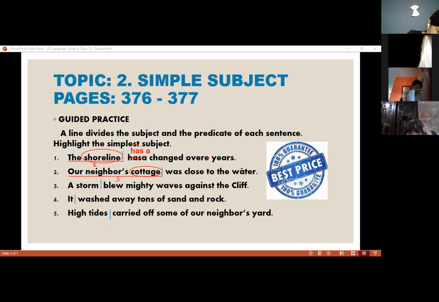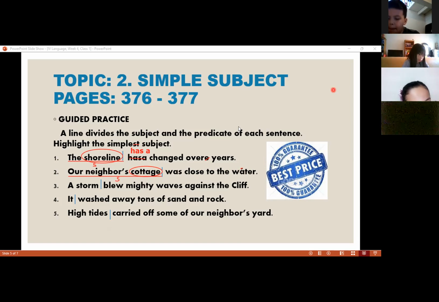So we are referring here to the cottage, la cabaña of our neighbors. Our neighbor's cottage was close to the water. So in the subject, the most important word is cottage. So this is the simple subject because it's the most important word that we have in the subject.